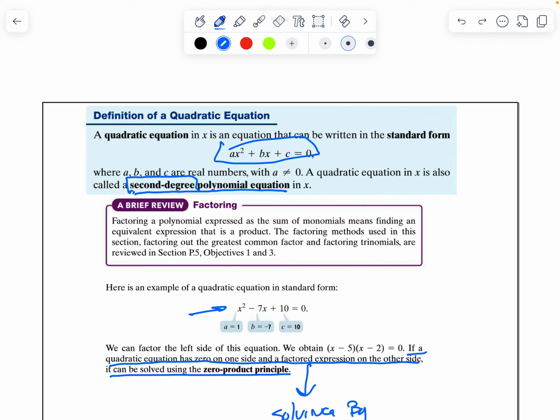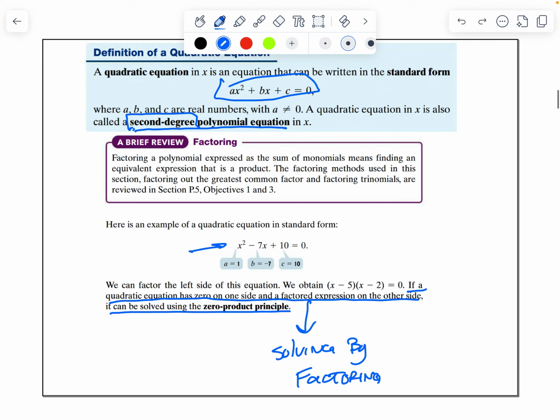In linear equations, we were hoping for one solution. In quadratic equations, we're hoping for two solutions. In general, with polynomial equations, whatever the degree is, the highest exponent, that's how many solutions you want to get for your equation. The first way that we're going to learn to solve these is using the zero product principle. I like to call it solving by factoring.